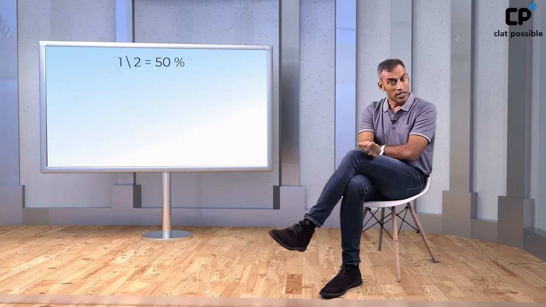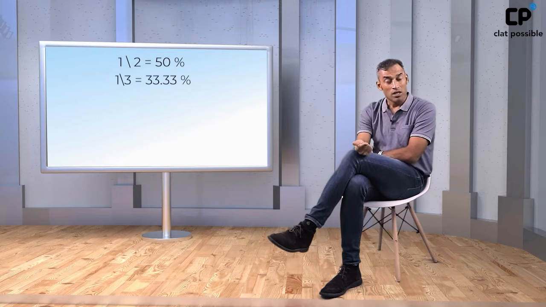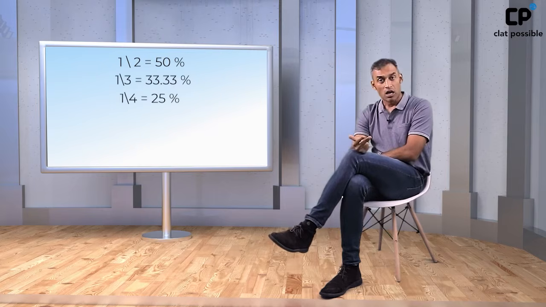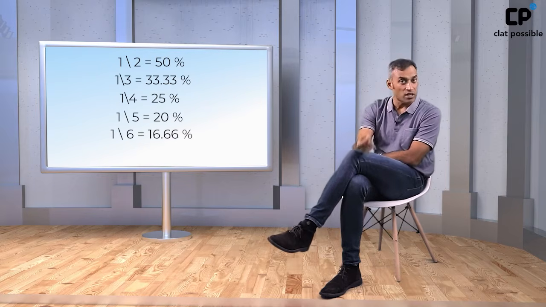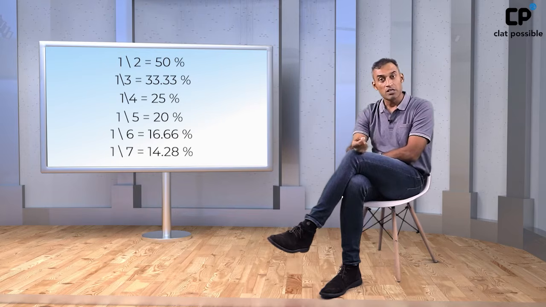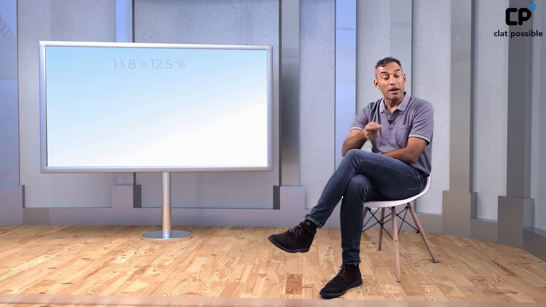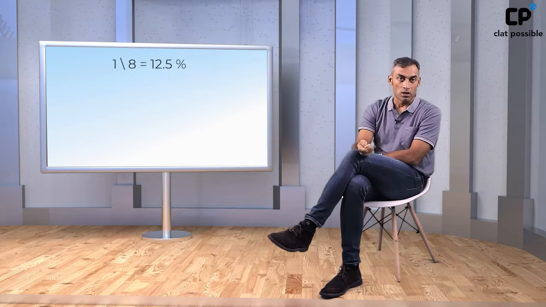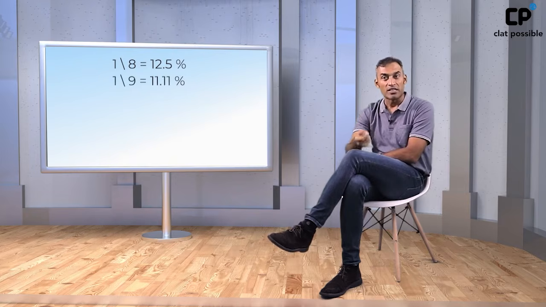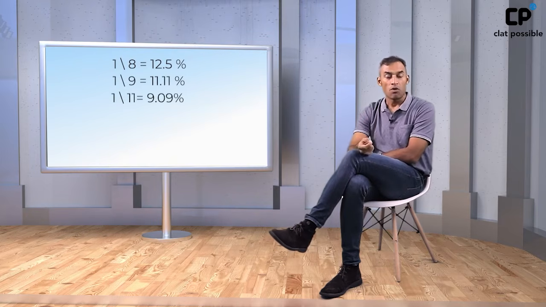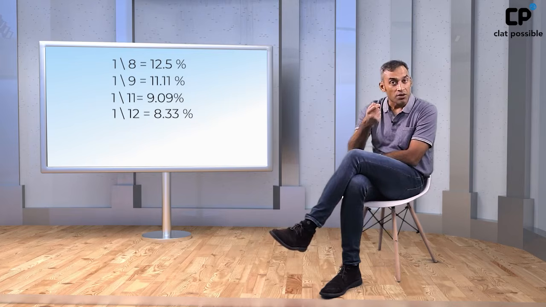So 1/2 is 50%, a 1/3 is 33.33%, a 1/4 is 25%, a 1/5 is 20%, a 1/6 is 16.66%, a 1/7 is 14.28%, a 1/8 is 12.5%, a 1/9 is 11.11%, a 1 by 10 is 10%, a 1 by 11 is 9.09%, a 1 by 12 is 8.33%.